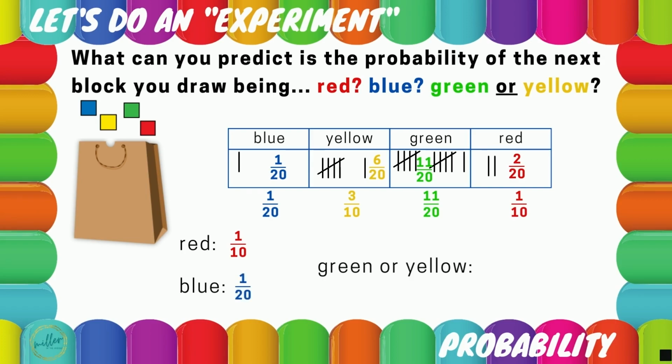1/20th. The next one is, what's the probability of pulling a green or a yellow block? So kind of like if to win a game, you had to either get a green or a yellow. So we can add together the probability of drawing a green, 11/20ths, or drawing a yellow, 6/20ths. And when we add those together, we get 17/20ths. We added those together because out of all 20 blocks that we drew out, 11 of them were green and 6 of them were yellow. So out of all the blocks, 17 were either green or yellow.